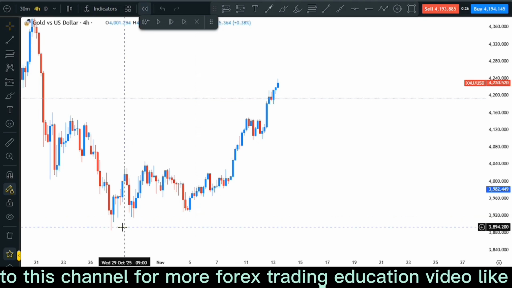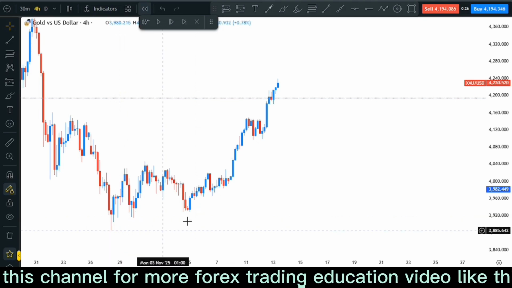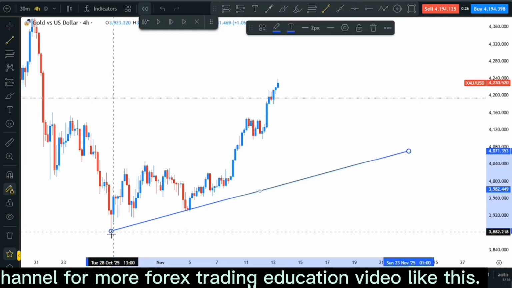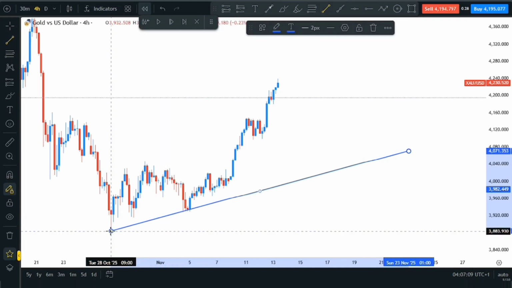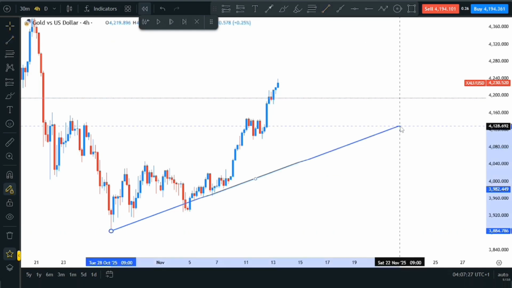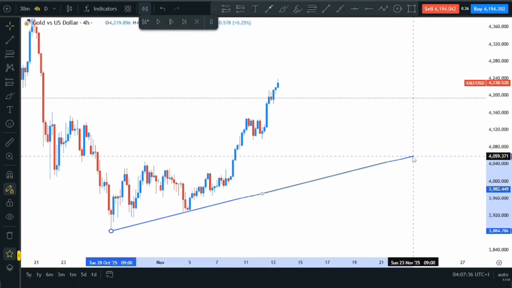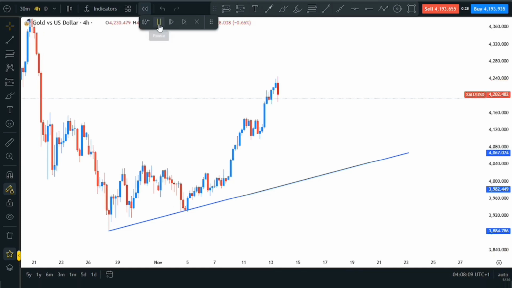So when I see something like this, I have to establish the first low and the second low. Then I will draw my trend line. I will make sure that I don't cut through the candlestick body, but I can only cut through the candlestick wick. I will not draw my trend line like this, cutting through the candlestick body. This is the normal way I draw my trend line. At this point, let's play the price forward to see what actually happens next.